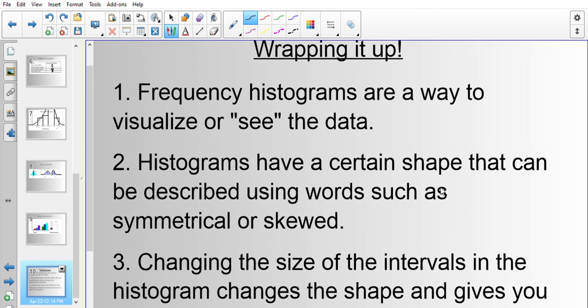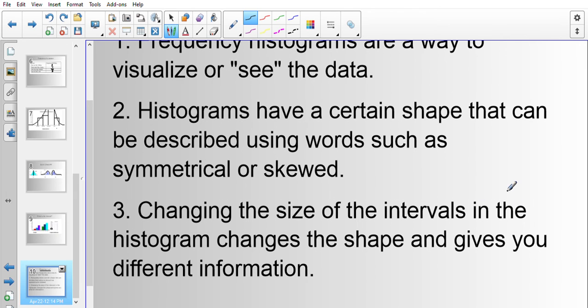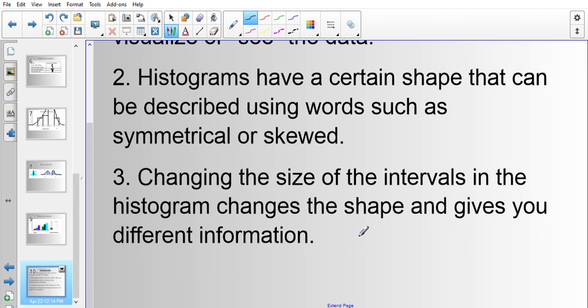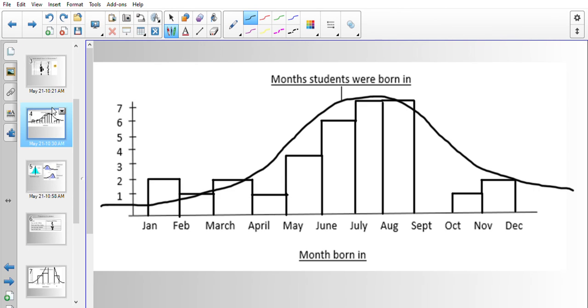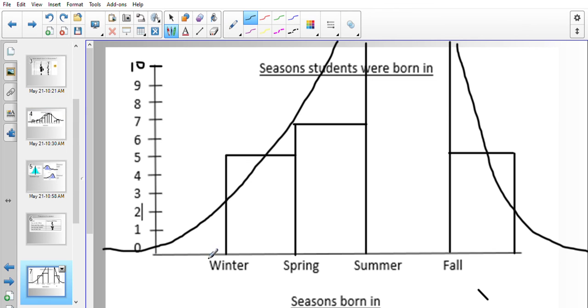So wrapping it up, frequency histograms are a way to visualize or see the data. It's a way for us to really grasp what's going on. Histograms have a certain shape that can be described using words such as symmetrical or skewed. And changing the size of the intervals in the histogram changes the shape and gives you different information. Remember, if we look at our two histograms, when we changed the size of the interval from here to 1, this was our shape. The shape was kind of wonky. And then we went to intervals of 3, and the shape sort of normalized.